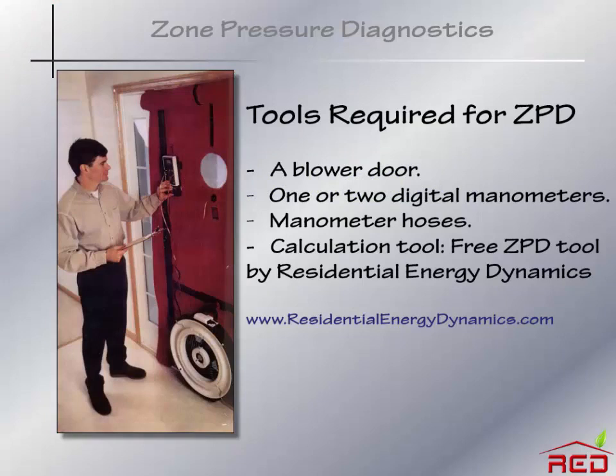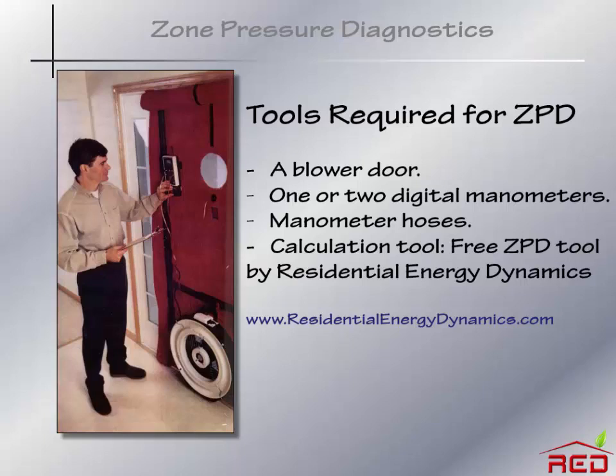Of course, tools are required for doing zone pressure diagnostics. The primary tool is a blower door. The one pictured is from the Energy Conservatory. You need 1 or 2 digital manometers. It's not appropriate to use a non-digital manometer. It's not accurate enough. And if you use 2, you will find that it's faster than if you use 1. Also, of course, you can use digital manometers that are hooked up to Wi-Fi.